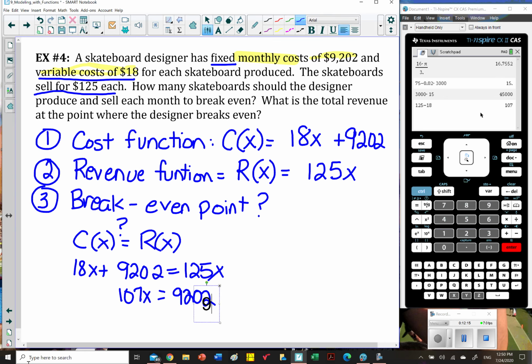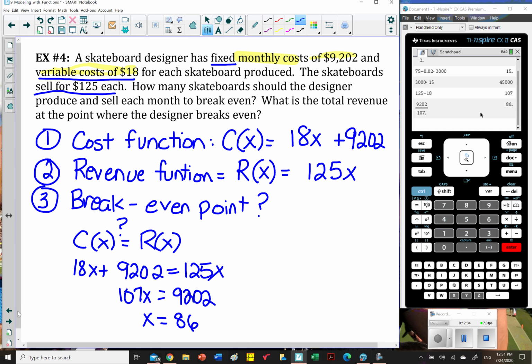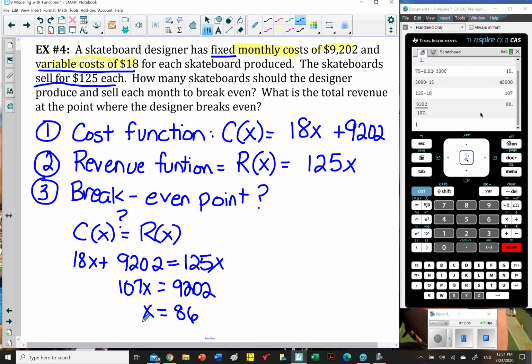We've got 9202 divided by 107. Oh, a nice even 86 skateboards. So when we produce 86 skateboards, we're going to have a break-even point. So the break-even point is 86 skateboards. That means they have to sell 86 skateboards before they even begin to make a profit.